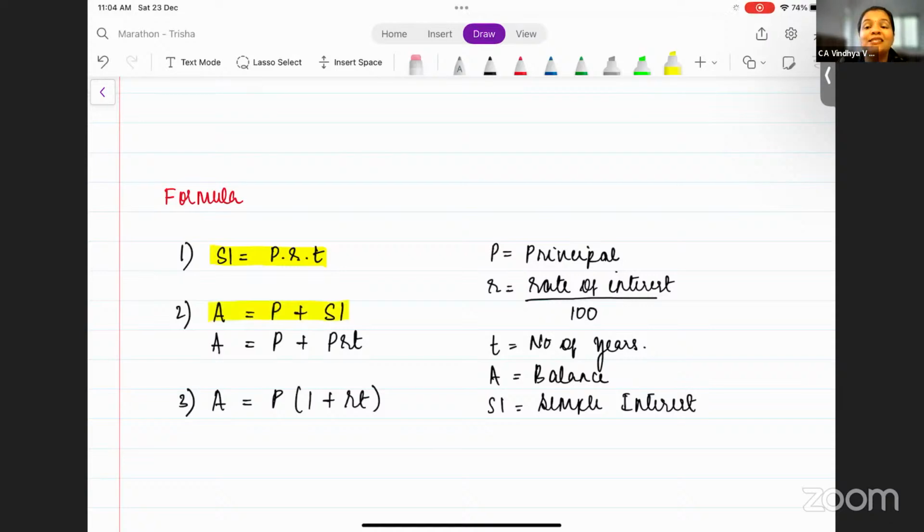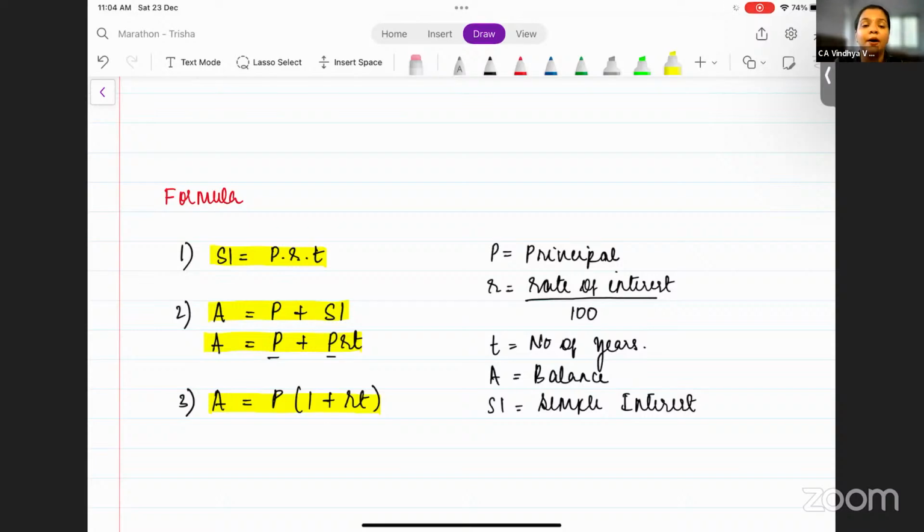Amount is P plus SI, principal plus simple interest, which can also be written as amount is equal to P plus PRT. Now, out of this, P can be taken common. And when you take P common, you'll get another formula, which is very important from exam point of view, which is A is equal to P into 1 plus RT.